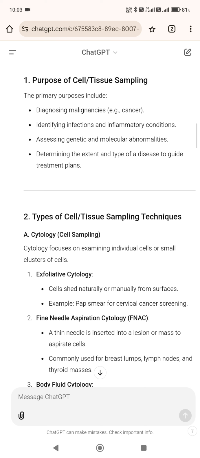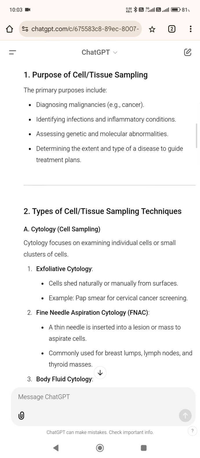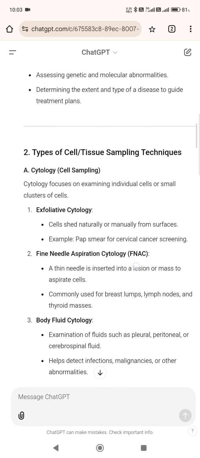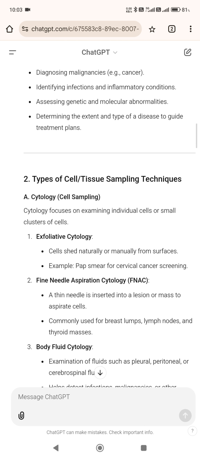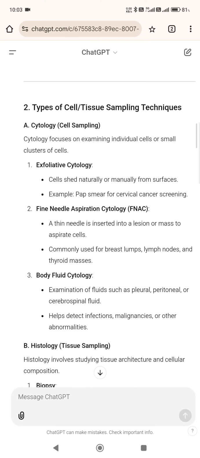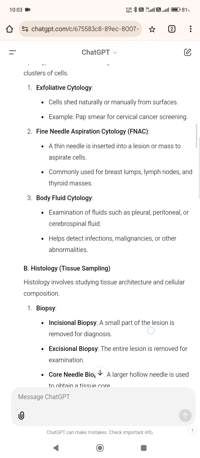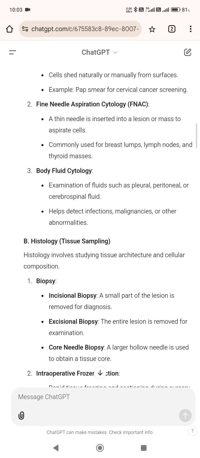A. Cytology, cell sampling. Cytology focuses on examining individual cells or small clusters of cells. 1. Exfoliative cytology. Cells shed naturally or manually from surfaces. Example, Pap smear for cervical cancer screening. 2. Fine needle aspiration cytology, FNAC. A thin needle is inserted into a lesion or mass to aspirate cells, commonly used for breast lumps, lymph nodes, and thyroid masses.